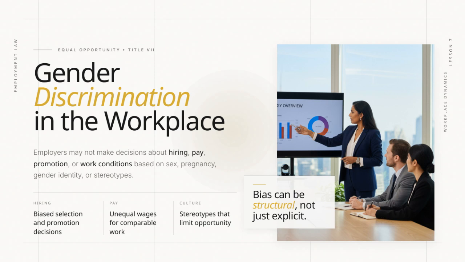Workplace culture plays a big role too. Stereotypes that limit opportunity can create barriers, and it's important to understand that bias isn't always obvious. It can be structural, embedded in workplace practices and dynamics without being explicit. Recognizing these subtle forms of bias is key to fostering a truly equitable environment.